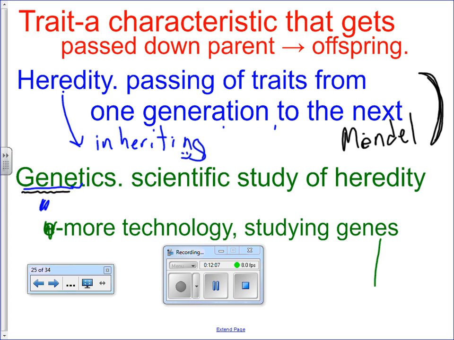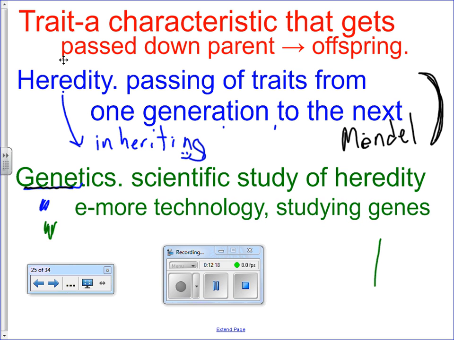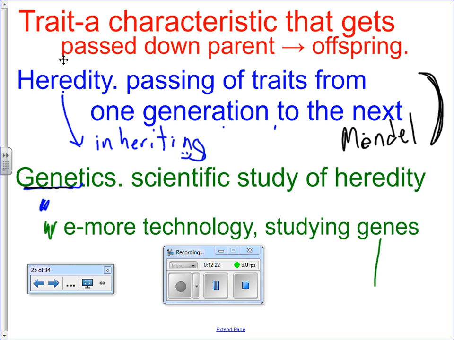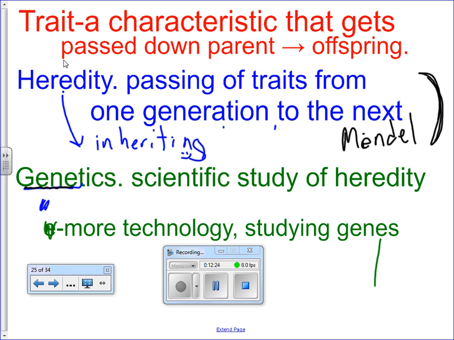Genetics, now the textbook definition I think is a little bit too simple. It's the scientific study of heredity, right? Well, how is that different than heredity? Well, it turns out that part of the word genetics is the word gene. So genetics is much more high tech, and you're literally studying genes and chromosomes.